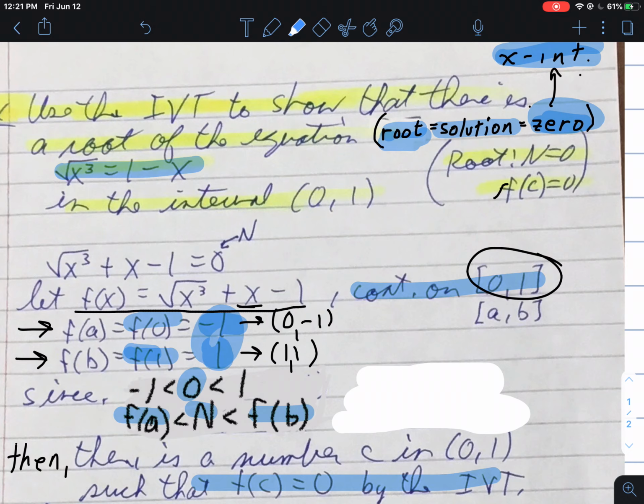All right, that's it for that section. That is section 2.5.